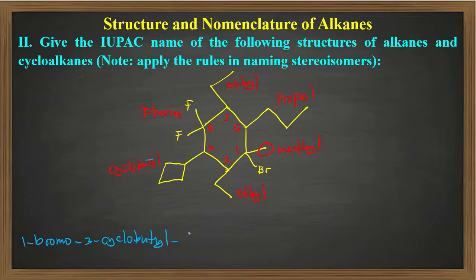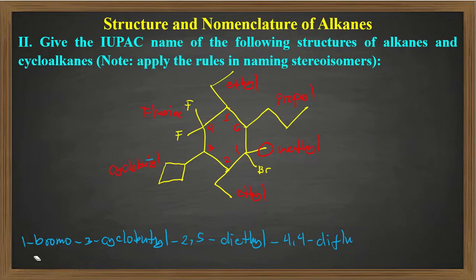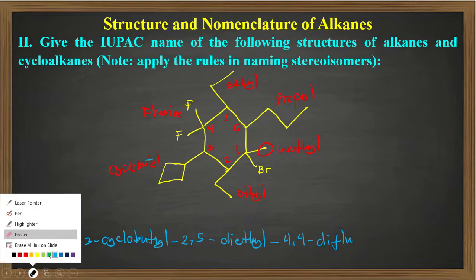So this will be, we have two ethyl in carbon number 2 and carbon number 5. So we have here 2, 5. That will be diethyl. Alright? And then, next to ethyl is F. We have fluorine here. This fluorine is both in carbon number 4. 4, 4, difluoro. Okay? Difluoro. Sorry. That will be fluoro. Difluoro.